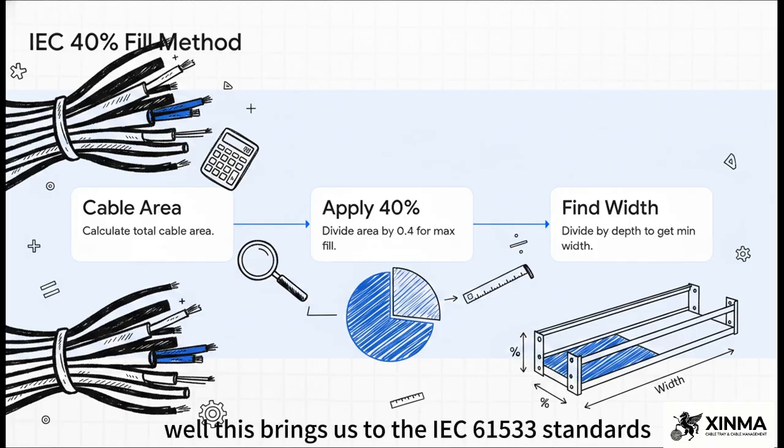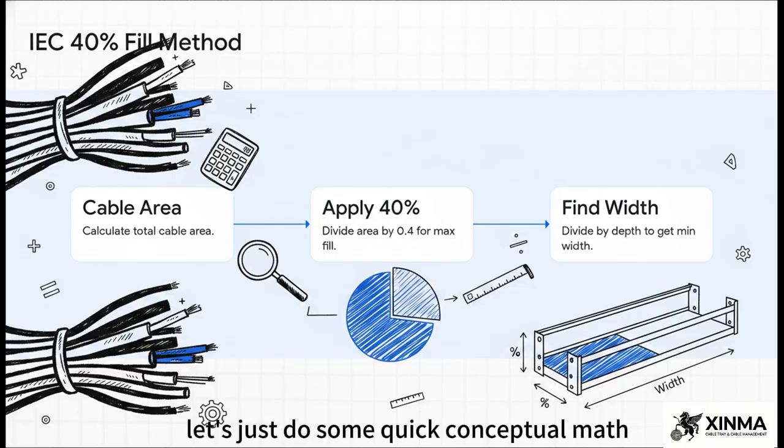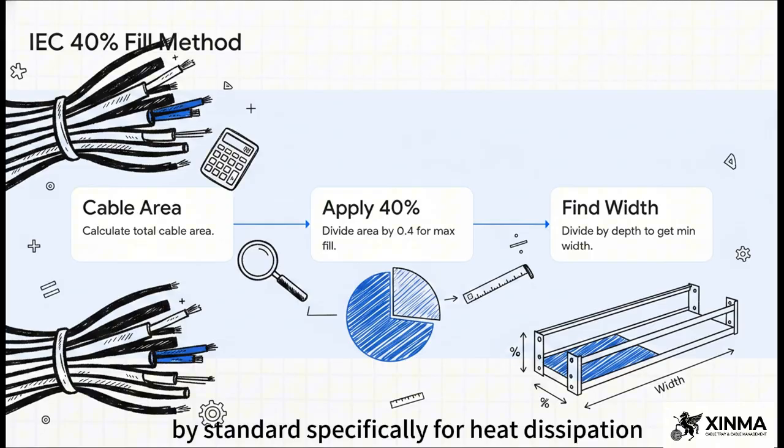Okay, so how do we actually scientifically determine these dimensions without just guessing? Well, this brings us to the IEC 61537 standard's 40% fill ratio method. Let's just do some quick conceptual math. Say your bundle of cables has a total cross-sectional area of 4,000 square millimeters. You can't just go out and buy a tray with an internal area of exactly 4,000. By standard, specifically for heat dissipation, your maximum fill cannot exceed 40%.